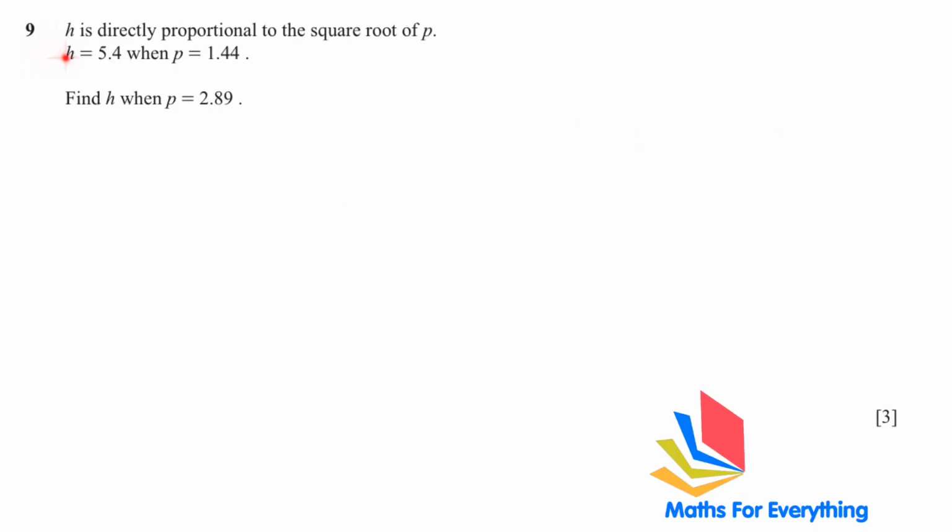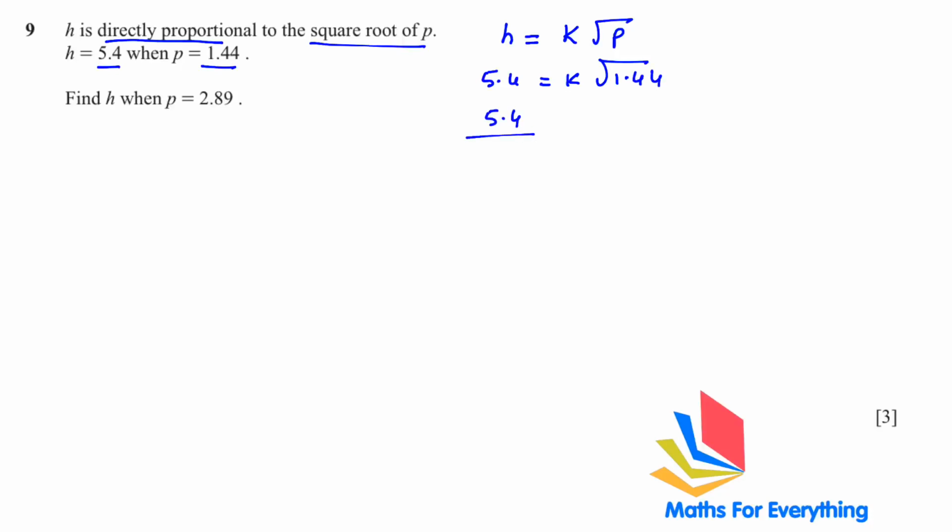Question number 9. H is directly proportional to the square root of P. When we have the word directly proportional, we will write H is equal to K square root of P. And now we have to find K. Replace the H. 5.4 is equal to K and P is equal to 1.44. Therefore, K will be 5.4 over 1.44.